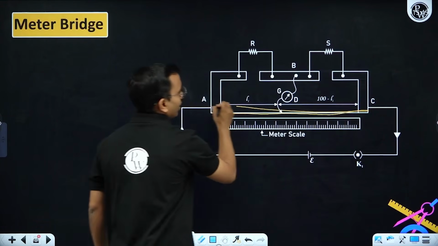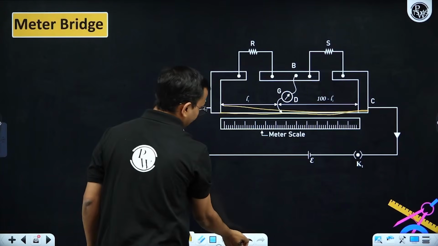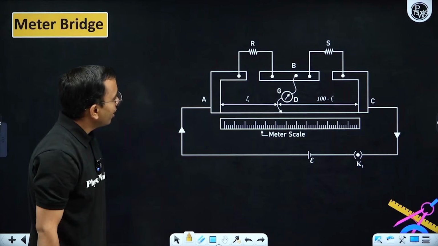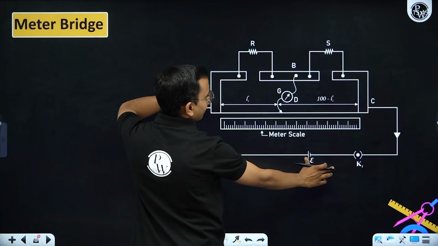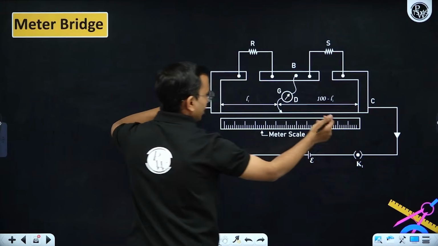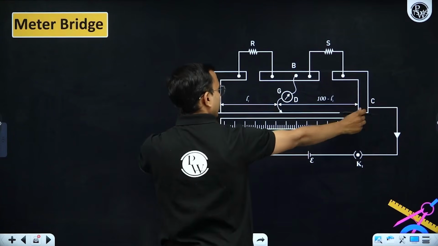This wire has a total length of 1 meter. We also have a scale. Now this wire is connected with a battery, a switch, and a key. When we switch it on, current will flow through this wire.